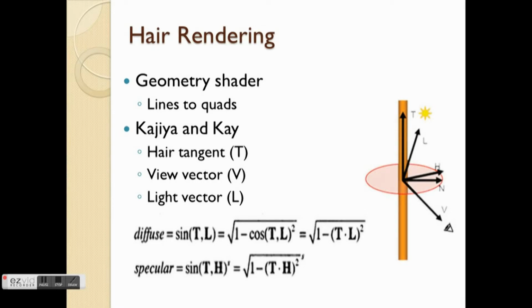However, our output is lines which are not good enough for us, because in a rendering process, the lines are too small and it causes problems like aliasing. So we have the geometry shader to turn those lines into quads, so that we can render those quads using the Kajiya-Kay model by computing the hair tangent, view vector, and light vector to calculate the final color of our hair strand.